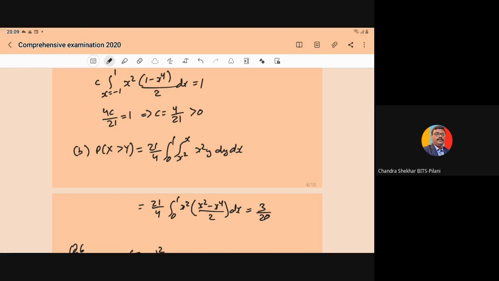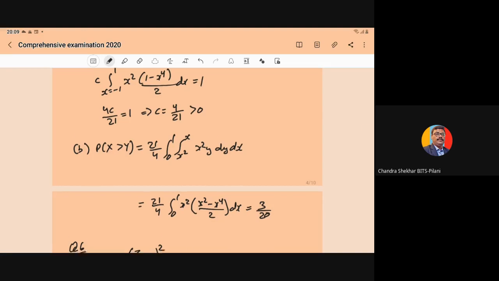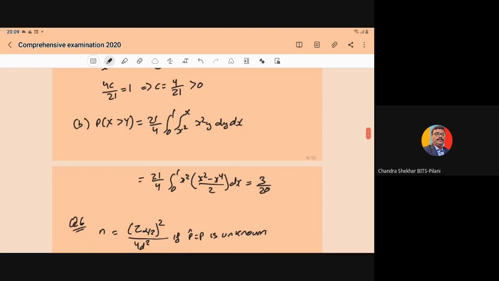Now in part B, in the first part we had to compute the constant c. In part B, the required probability is the probability of x greater than or equal to y. So here we have put the value of c. So 21 upon 4 integral 0 to 1, x square to x, right? X square to x means y is always less than x. So x square to x, square y dy dx. So on integration you will get the required value as 3 upon 20.